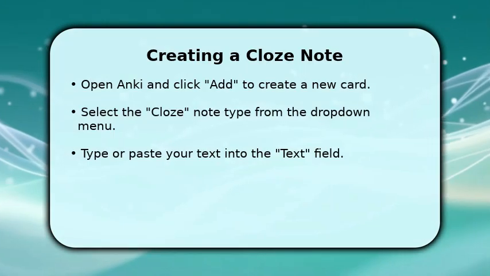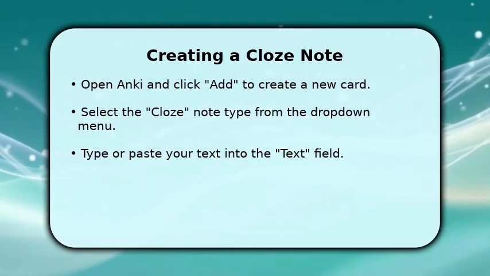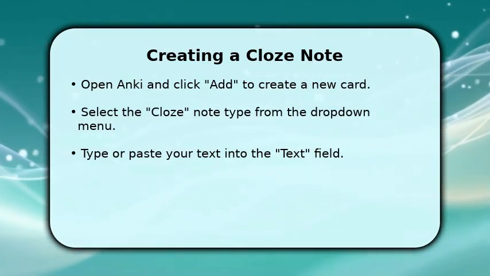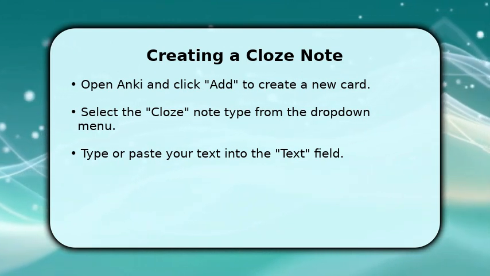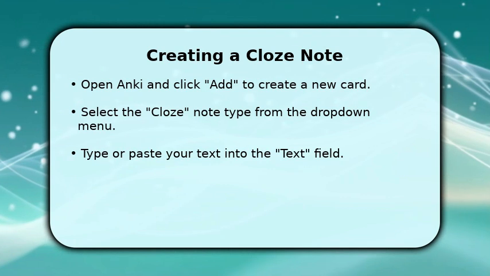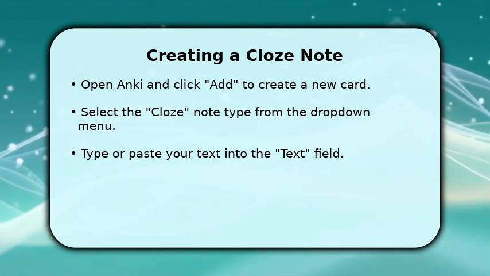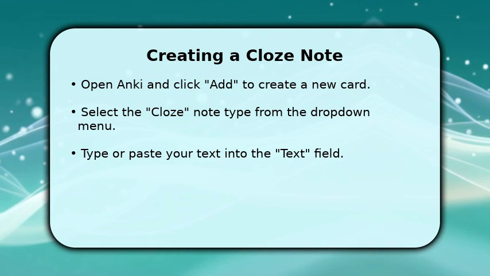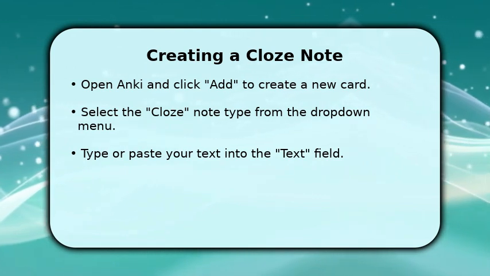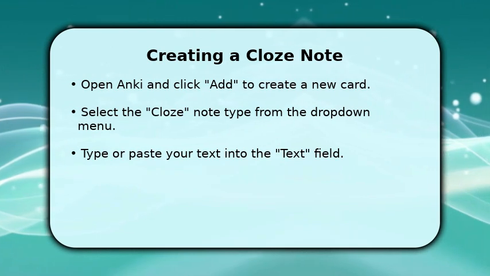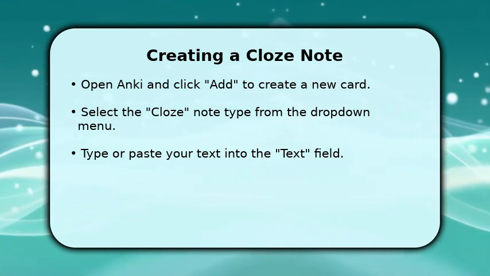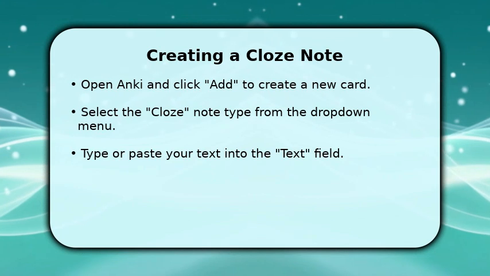To begin, open your Anki application and click the Add button, usually found at the top of the main window. This opens the Add Card dialog. Next, it's crucial to select the Cloze note type from the drop-down menu. This ensures Anki understands you want to create a Cloze deletion card. Finally, simply type or paste your desired text into the large text field.